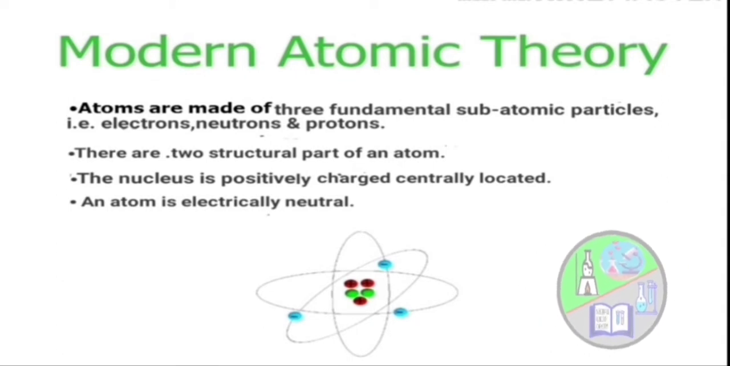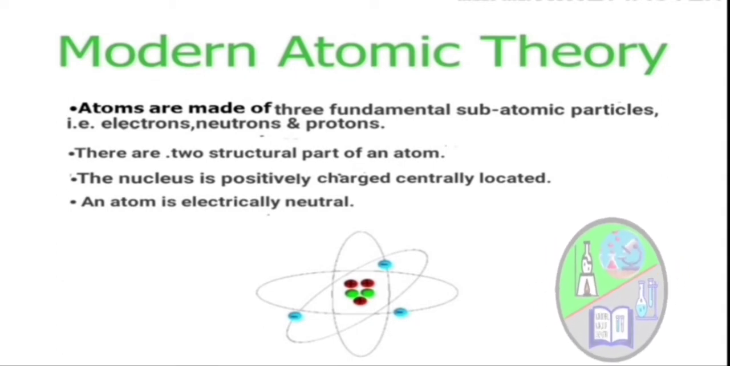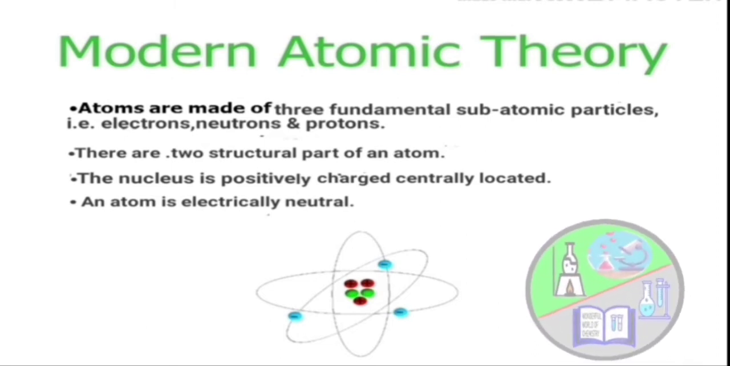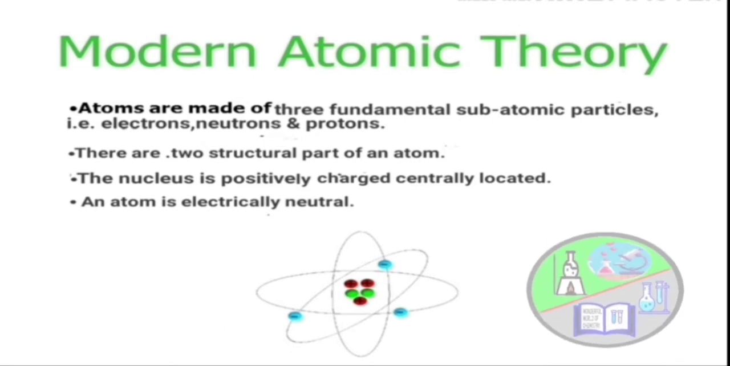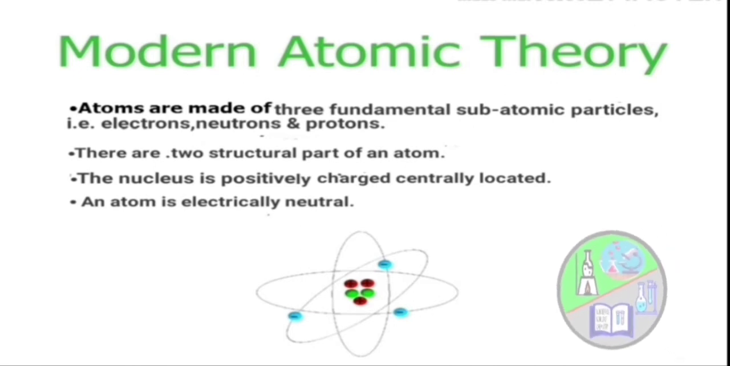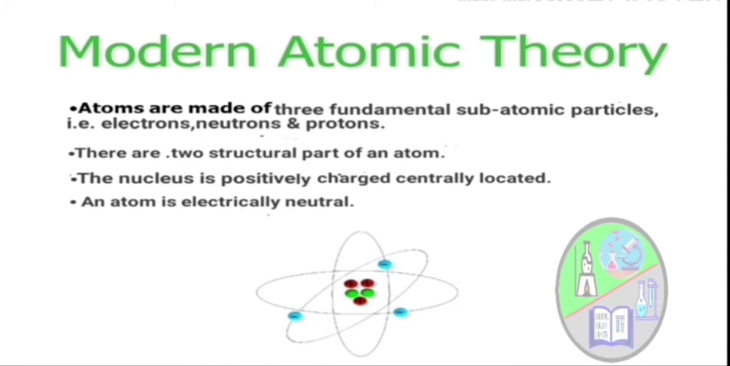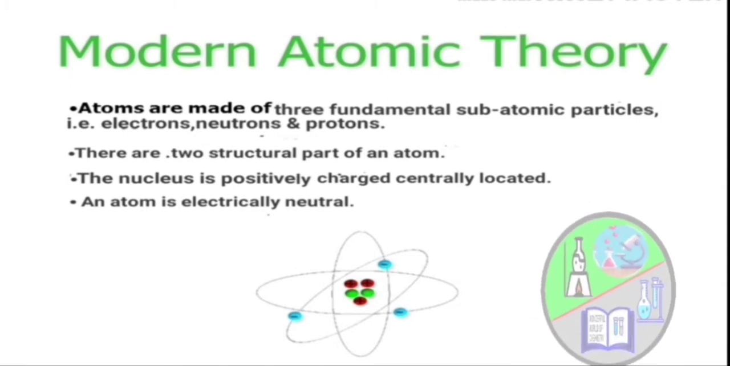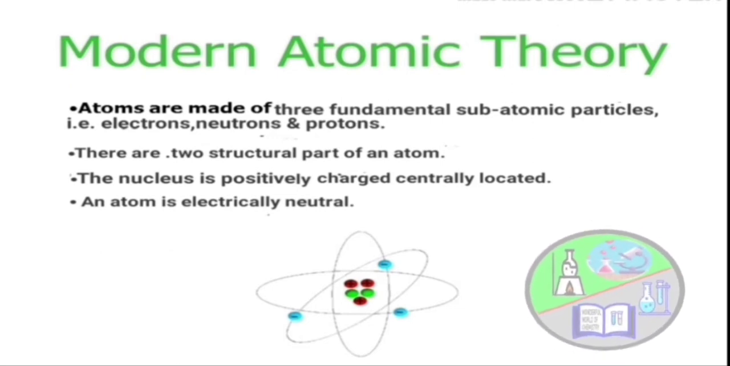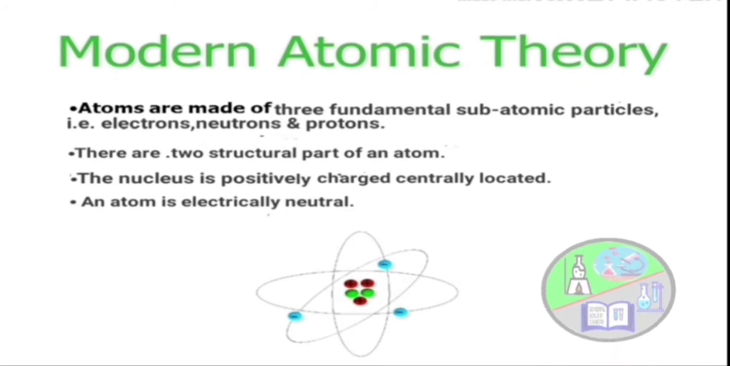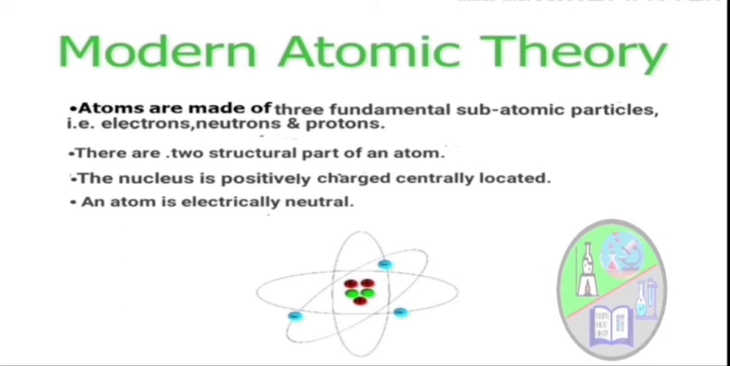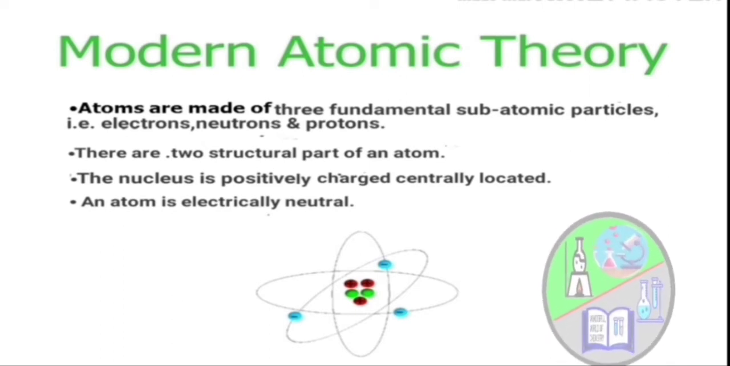It tells that atoms are made up of three fundamental subatomic particles, that is, electrons, protons, and neutrons. There are two structural parts of an atom, the nuclear part which contains the nucleus and the extranuclear part which contains the electrons. The nucleus is positively charged, centrally located. It is positive due to the presence of the positively charged particles, protons. An atom is electrically neutral due to the presence of the same number of electrons and protons.